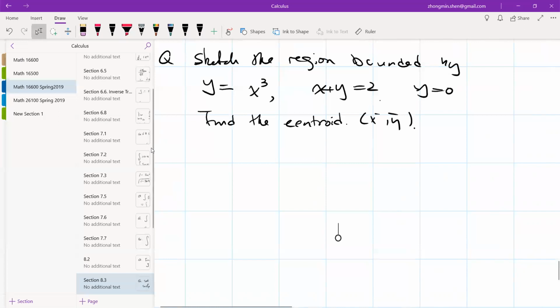All right, fine, yeah, then, so step one, draw the graph.